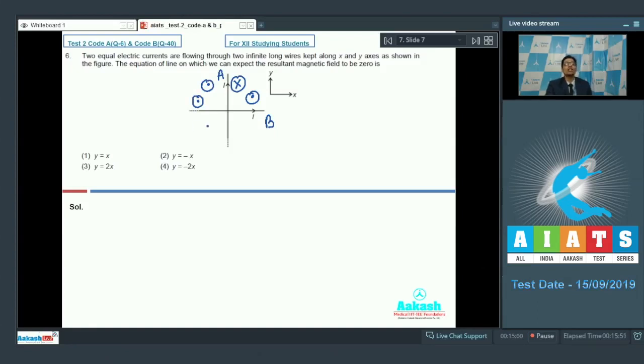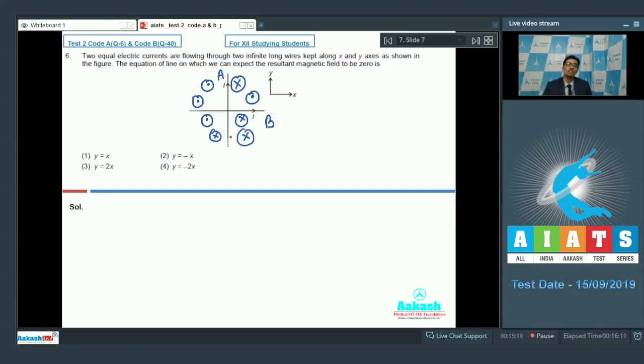In the third quadrant, the magnetic field due to wire A would be outward, and due to wire B it would be inwards. In the fourth quadrant, the magnetic field due to wire B would be inwards, and due to wire A would be inwards as well.